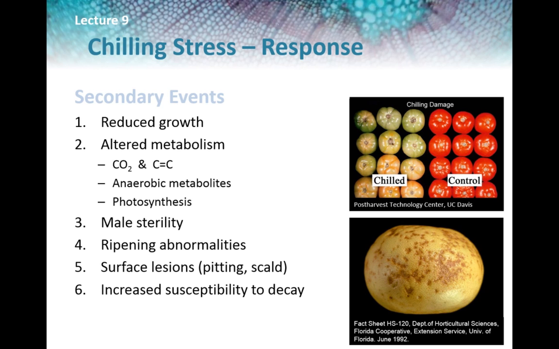Increased susceptibility to decay. When fruits or vegetables are removed from extended refrigeration, they often senesce and decay rapidly. The increased susceptibility to decay may be related to the leakage of nutrients from cells with membrane dysfunctions. The ultimate symptom of chilling injury is loss of viability. In the next section, we will examine the molecular injuries or the primary events in more detail.